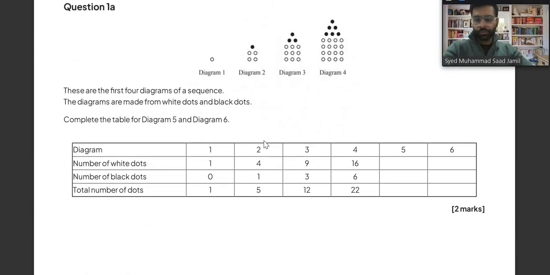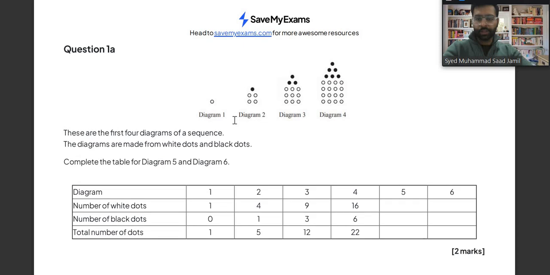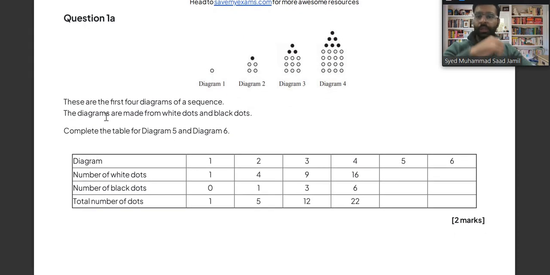So the first question we have here is that we have been given some diagrams. These are the first four diagrams of a sequence. The diagrams are made from white dots and black dots. Complete the table for diagram 5 and diagram 6. So, guys, in this question, you have diagrams 1, 2, 3, 4, 5, 6.